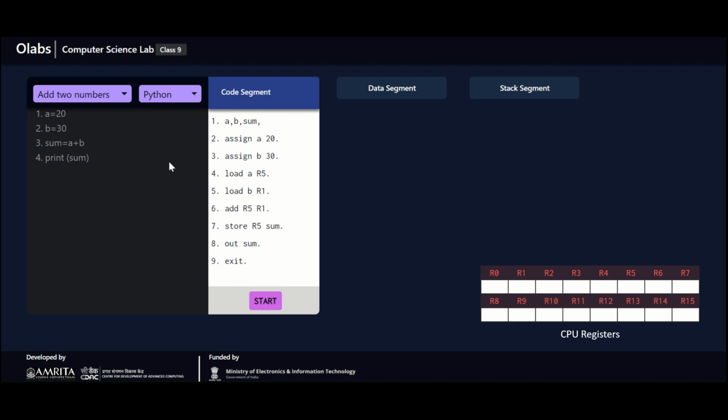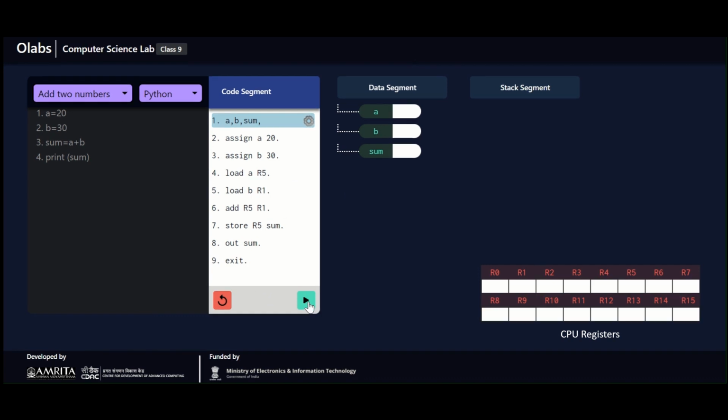As a first step, the global variables a, b, and sum are loaded into the data segment. And then the values of a and b are assigned. You use the assign instruction, which actually sets the value of a and b.